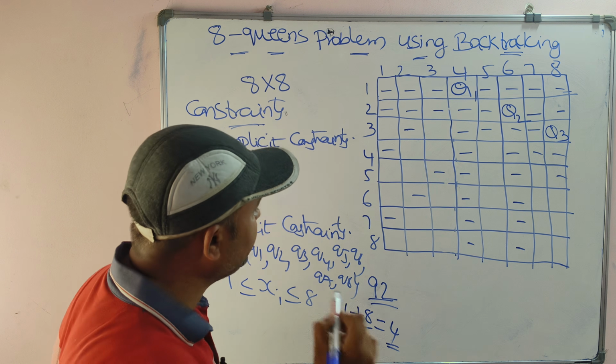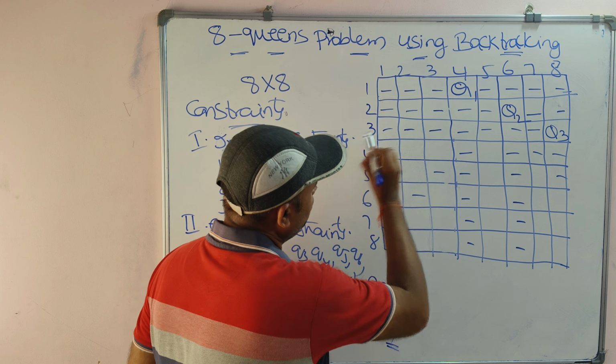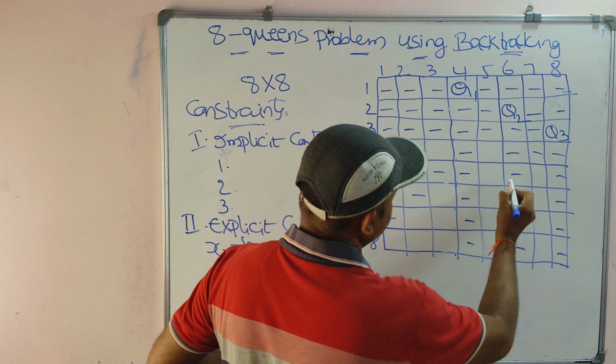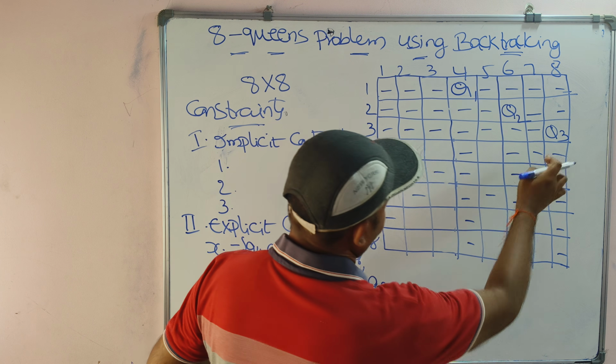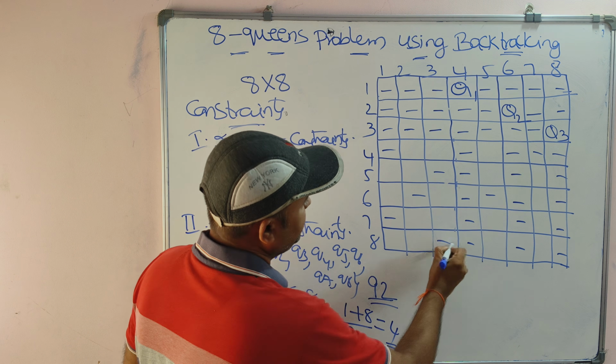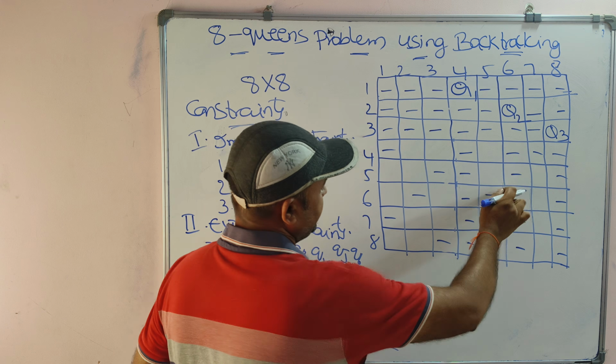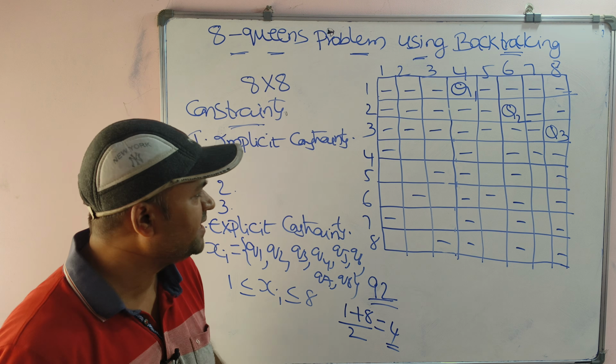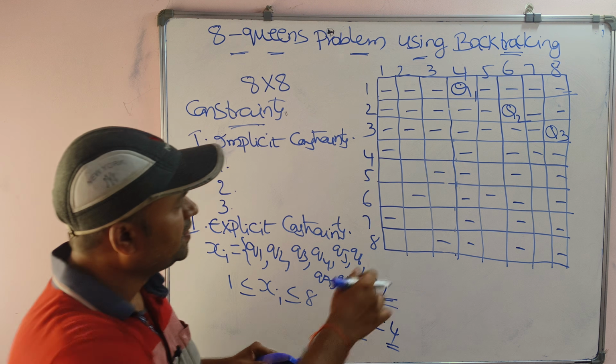So we can't place another queen in the same row, same column. Next, same diagonal. Okay, same diagonal. Next, let us place queen 4.